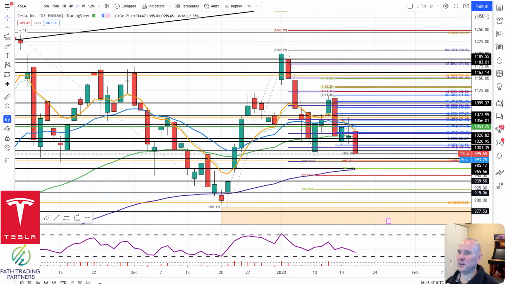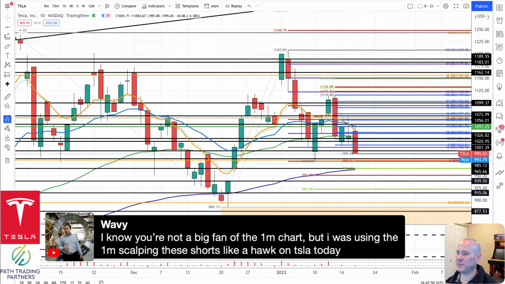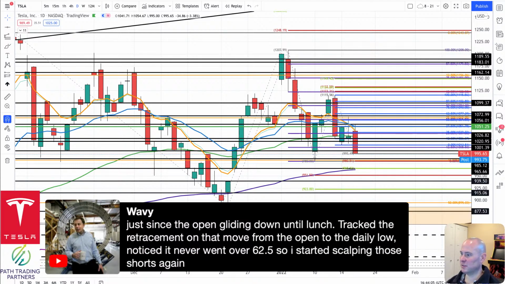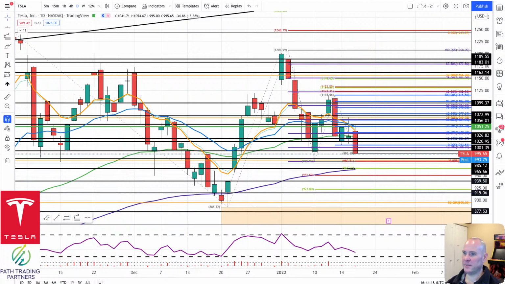Let me see here what we have. You're not a big fan of the 1-minute chart, but I was using 1-minute scalping shorts like a hawk. That's great. I'm only a fan when we have momentum moves. Other than that, I will not take a look at the 1-minute chart. You'll track retracement on that move from the open to daily low, notice, yeah, we covered that both from the high and from that open and from the momentum bars. We never got above that 62.5.